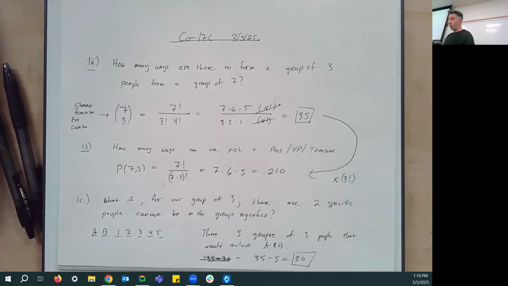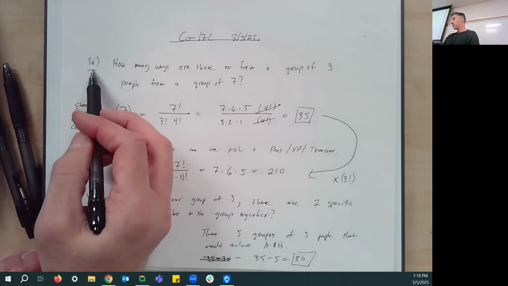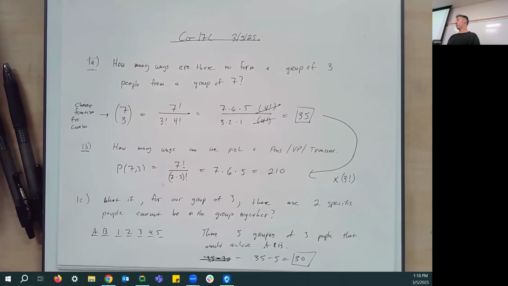Sure. So 1C is building off of 1A. So we're saying, how many ways can we pick 3 people in a group out of 7? But there's 2 people that can't work together. So maybe you and I, we can't be in the same group. So you can pick like those 3 or those 3, but not you and me and Alexa, or you and me and Blanca, or you and me and anyone else, right?